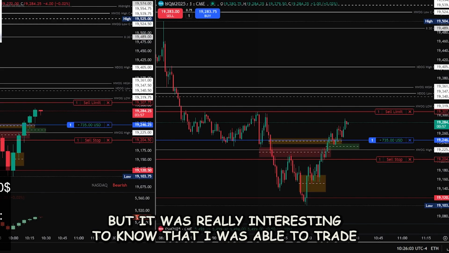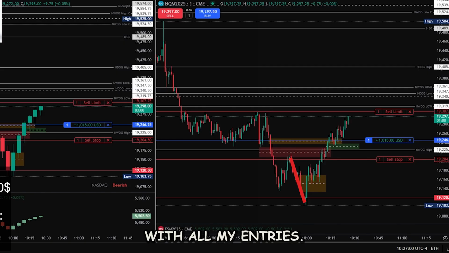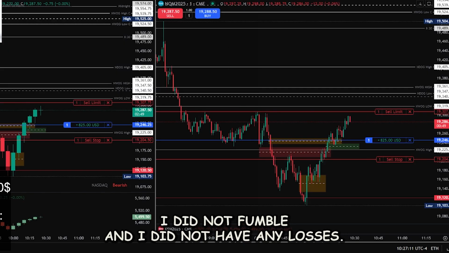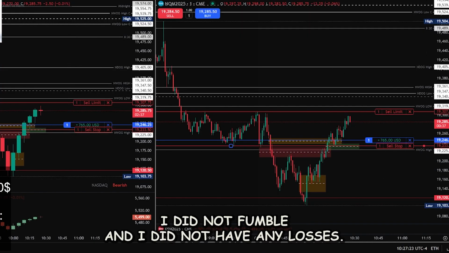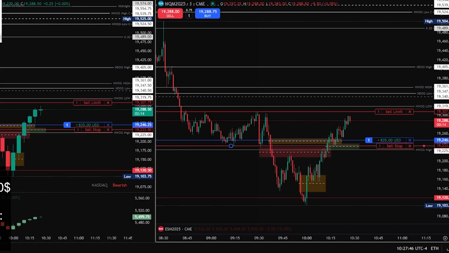My trade hit my profit target, and for the rest of the day, the price just moved higher. But it was really interesting to know that I was able to trade this short, attack this external liquidity, be right on point with all my entries. I did not fumble and I did not have any losses. It was all straight, reading price to the tick.